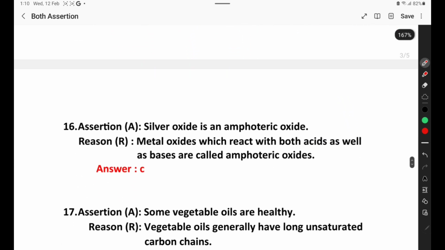Silver oxide is an amphoteric oxide. Silver oxide is not an amphoteric oxide. Its metal oxides are basic. You only have to learn amphoteric oxides: zinc oxide, aluminum oxide, and even lead oxide is an amphoteric oxide. Metal oxides which react with both acids as well as bases are called amphoteric oxides. That statement is right. So our option is C.